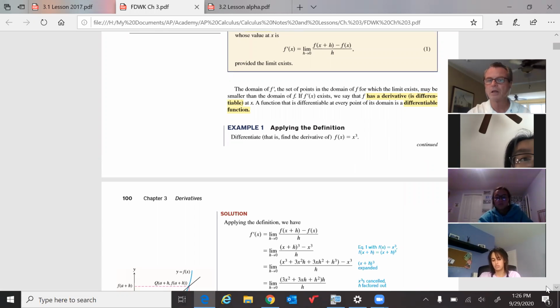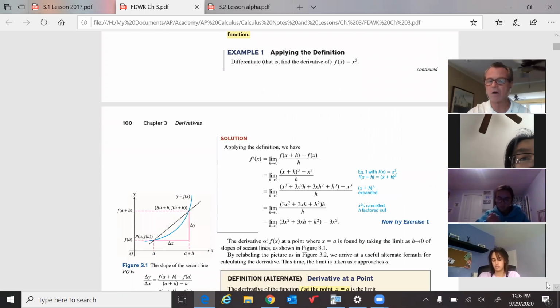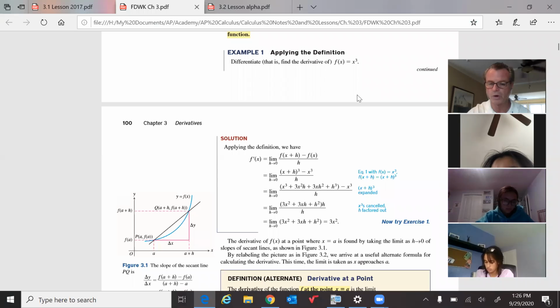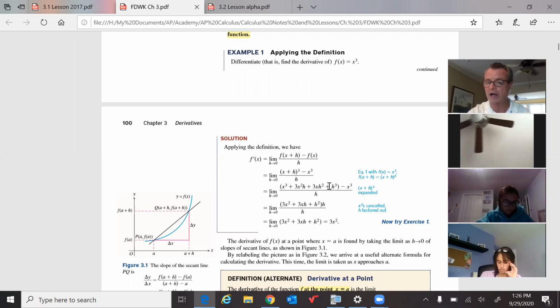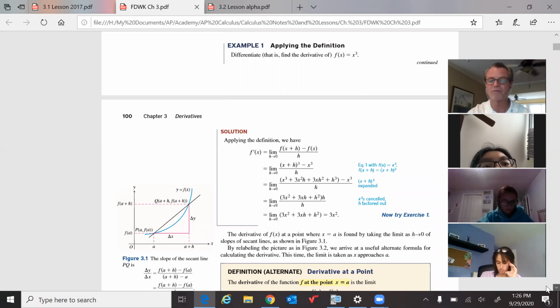Now, in the textbook, there's two examples. Example 1, they show this derivation. They're doing this the long way. You're not going to have to do this once we get through next week. But this is just the difference quotient. It's the difference of the y's over the difference of the x's, and algebraically it gives them the derivative of that function.